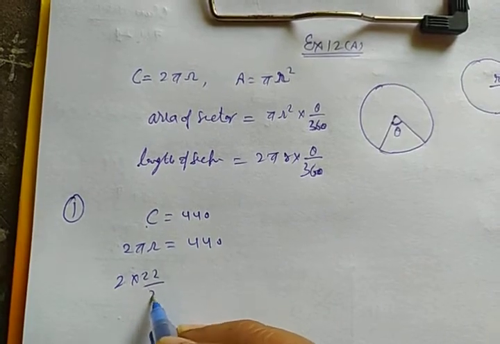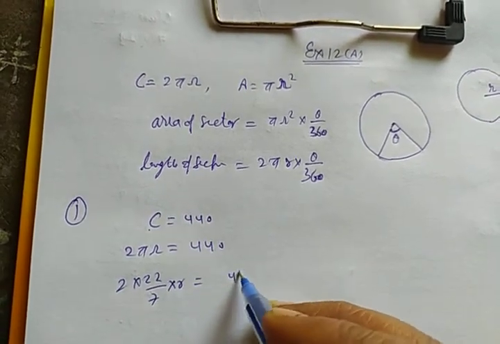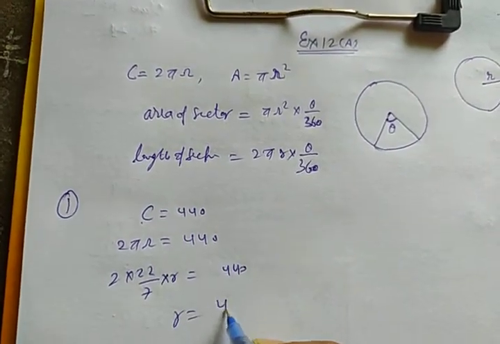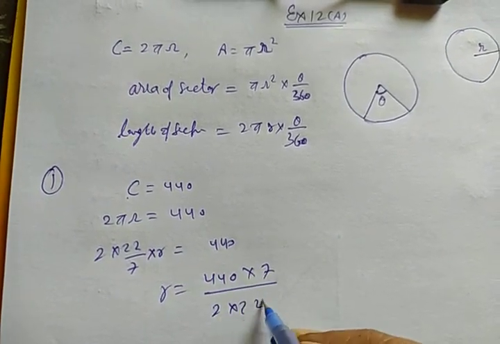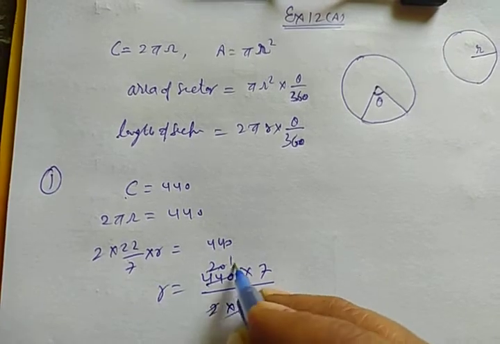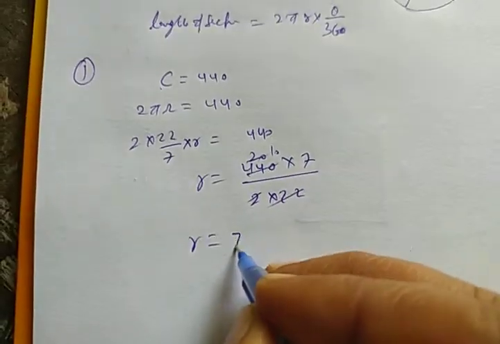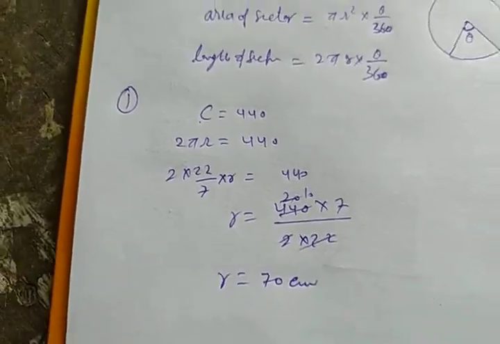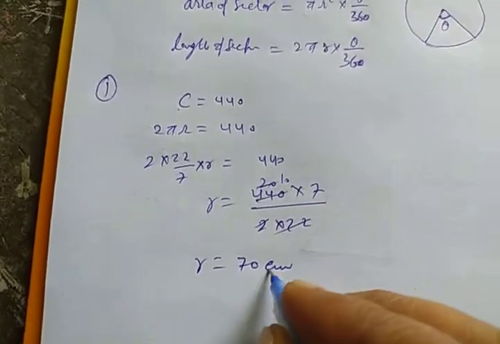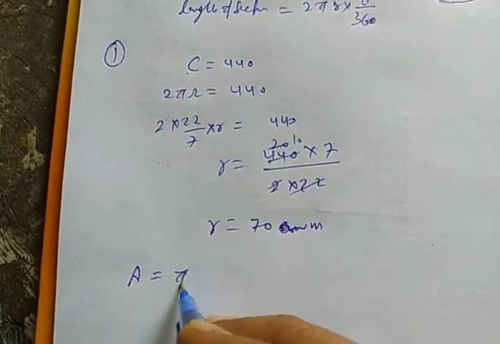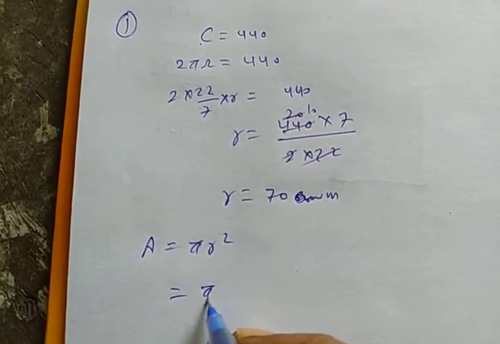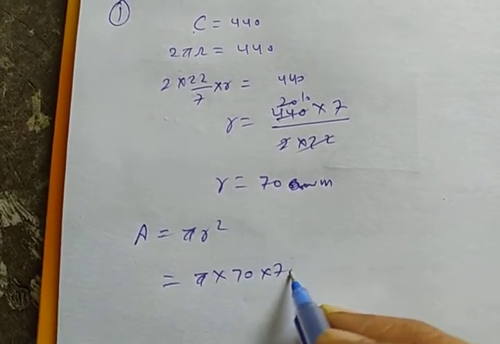2 into 22 upon 7 into r is equal to 440. R is equal to 440 into 7 upon 2 into 22. R is equal to 70 centimeter. When radius has come to know, not centimeter but meter has been given as unit. The area is calculated by pi r square. It does mean pi into 70 into 70.